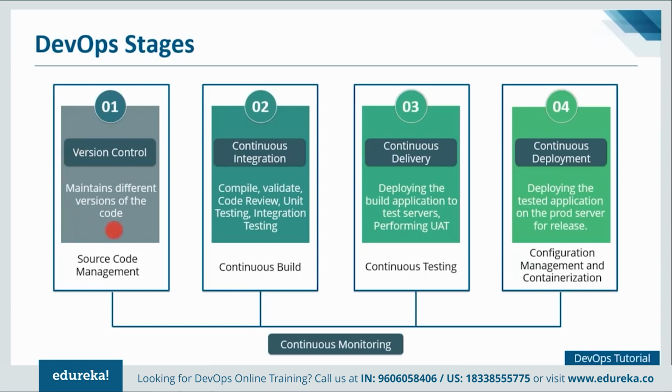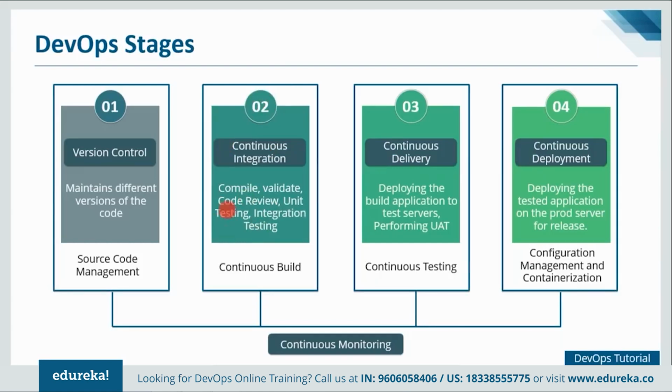These tools maintain different versions of the code. So even if I want to revert back to the previous commit, I can go ahead and do that. I can check out the previous version of the code as well. That is what source code management or version control is. Then comes continuous integration. Continuous integration tools like Jenkins continuously build your application. When I say build, it includes compile, validate, code review, unit testing, integration testing, and even packaging your application. That comes under continuous integration.